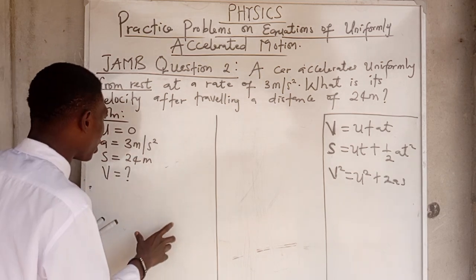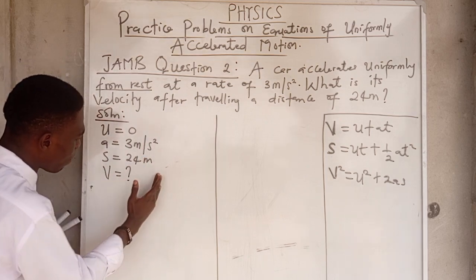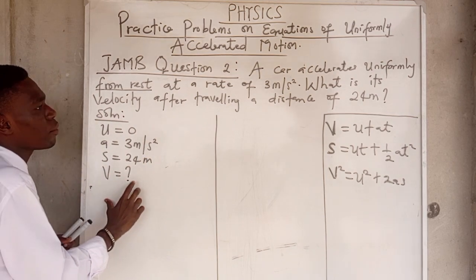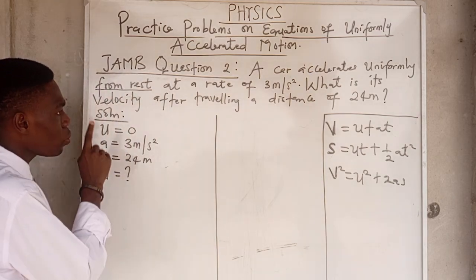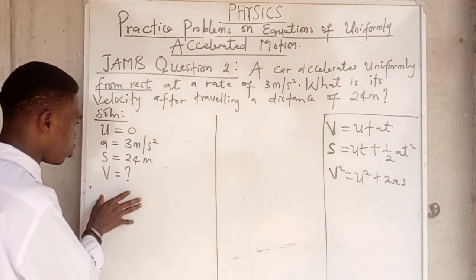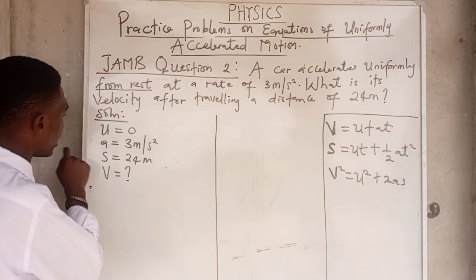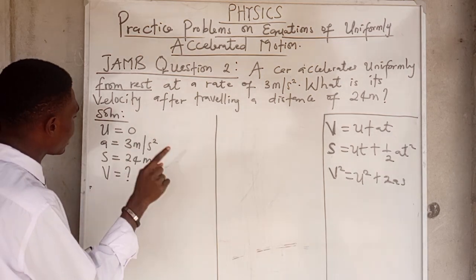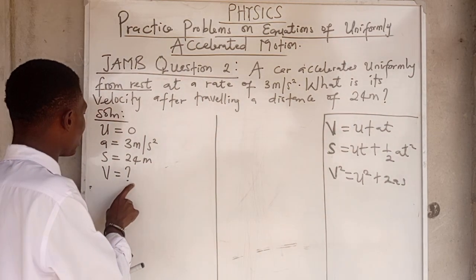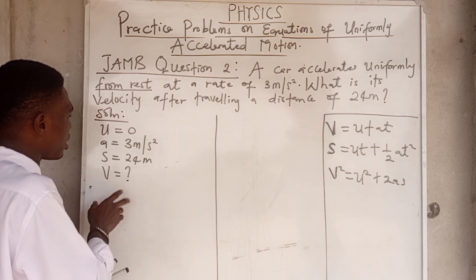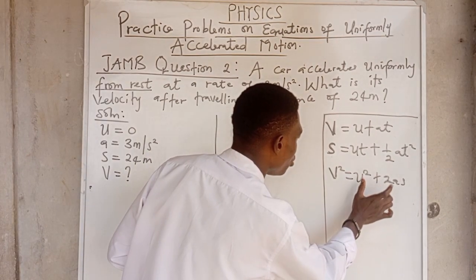If you take a careful look at this, you see that we have 4 of the parameters of motion, making it fitting to pick any of these equations. Are we together now? So let's check which equation will be appropriate for this particular question. The first one has u, has a, has time, but there's no time here, so this equation will not do. Let's look for the equation that does not have time. Obviously this one does not have time. So we're going to use this equation.